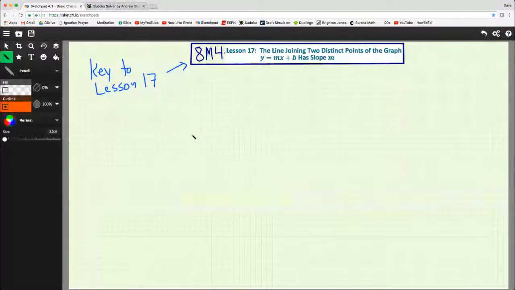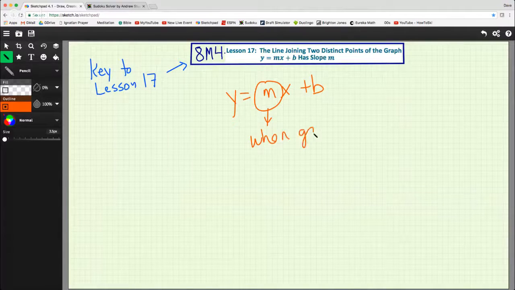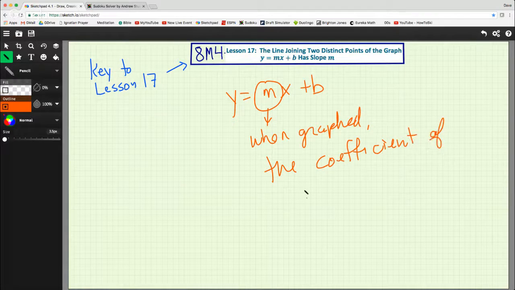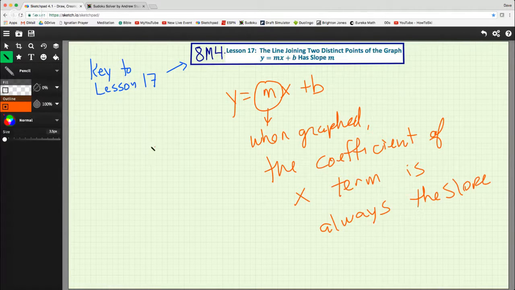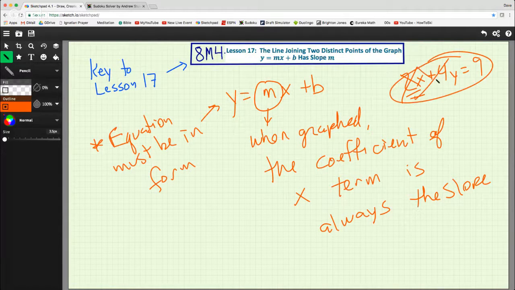So the key to lesson 17: y equals mx plus b. When graphed, the coefficient of the x term is always the slope. But the key is the equation must be in that form. It's not true if you have 2x plus 4y equals 9. 2 is not the slope here, because that is not in y equals mx plus b form.